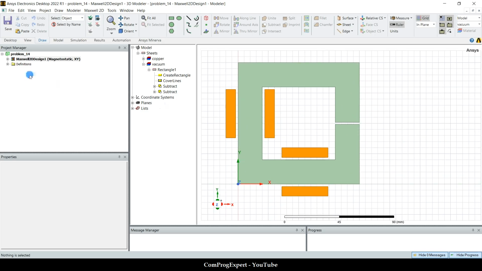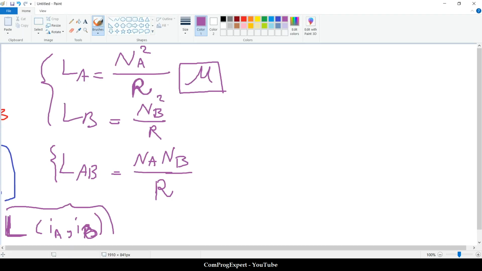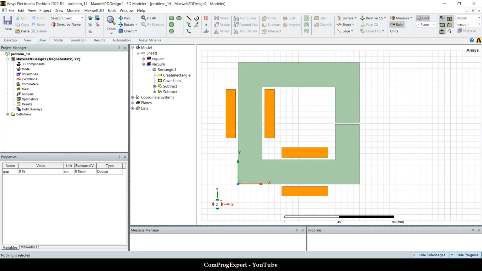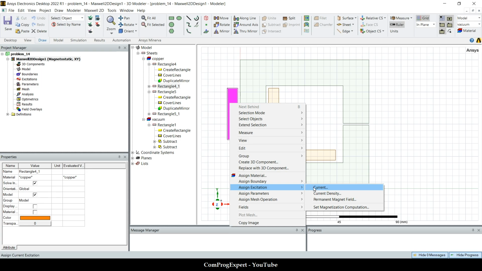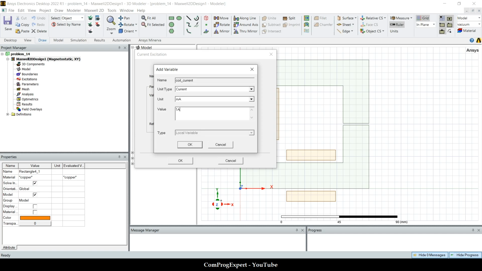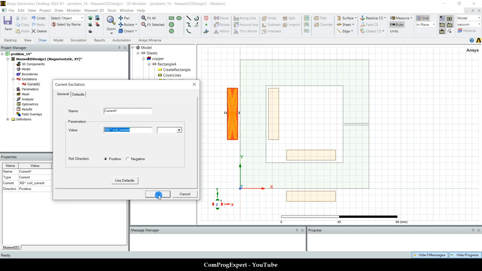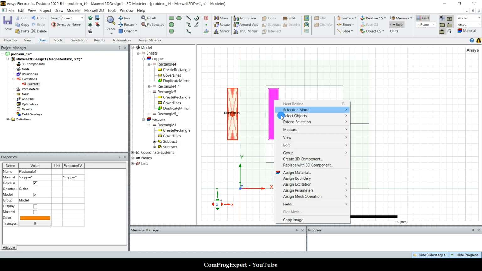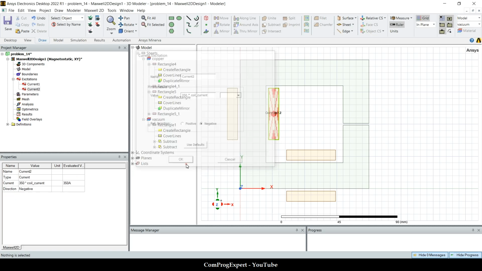Okay, so now we can define excitations. Let's consider the case 1. Here I set the excitation. This is 350 times the current, coil current, 1 ampere. Later we will set it. Okay, the direction is positive, and this one, the total excitation, the direction is negative.